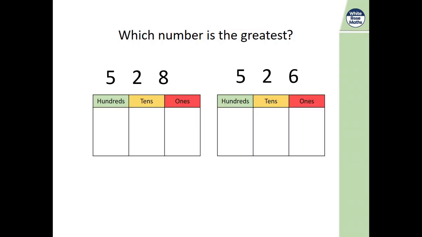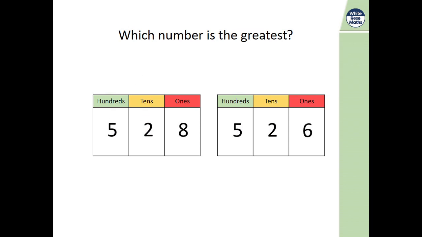Here you are. If you need a bit of help, let's have a look. We'll put them into some hundreds, tens and ones grids. So if we look at the hundreds columns, well, they're both the same, so we can't tell there which one is the larger. If we look at the tens columns, well, both numbers are made up of 2 tens.